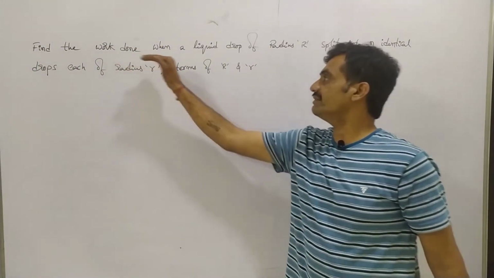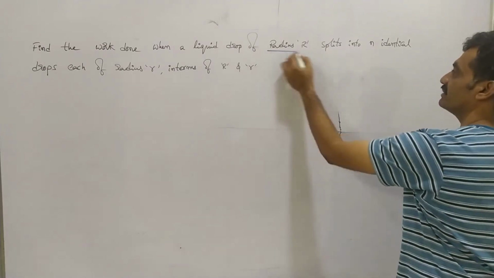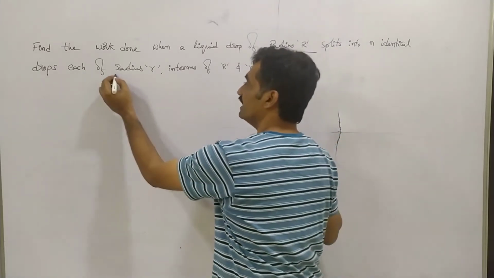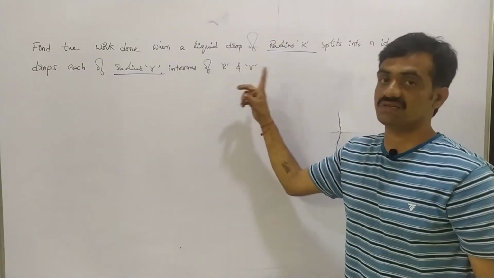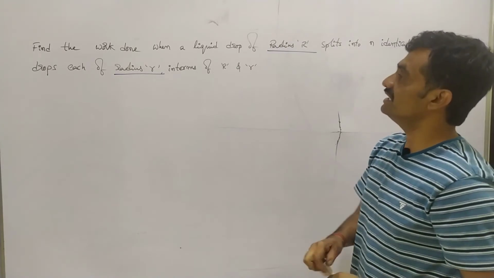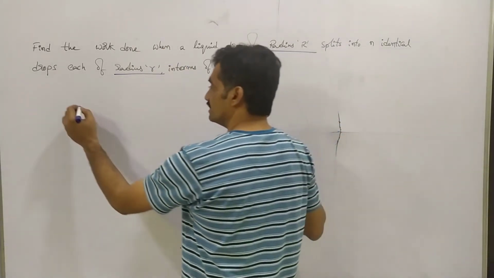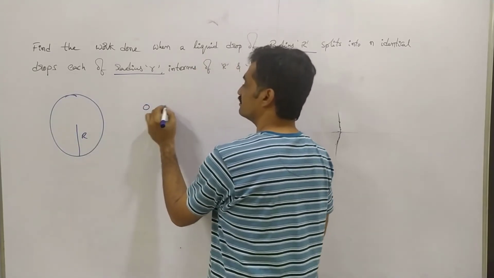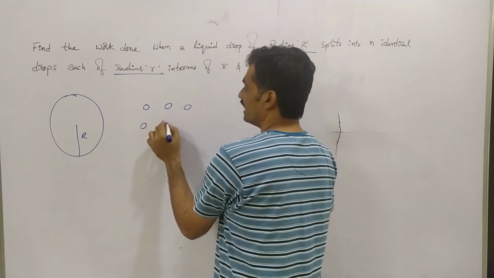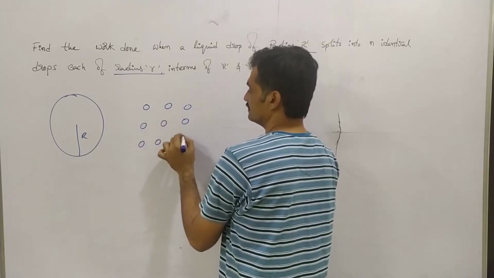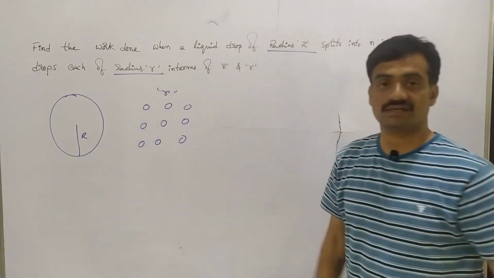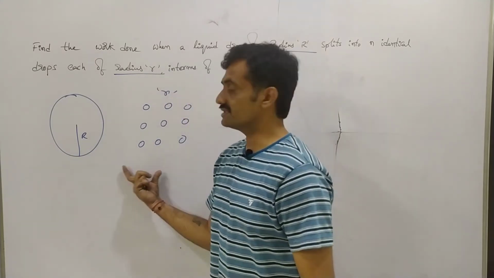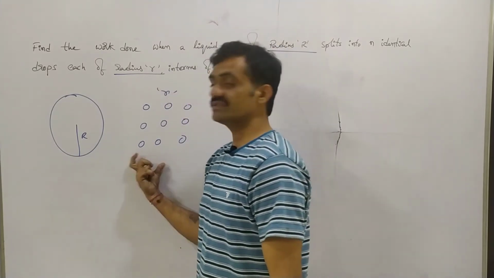Observe a numerical. Find the work done when a liquid drop of radius capital R splits into n identical drops, each of radius small r. In terms of capital R as well as in terms of small r, we have to represent the work done. So here when we consider a drop of radius capital R, it splits into n identical drops, each of radius r. So here observe that the mass in both cases remains same. So the expression can be represented in terms of mass.